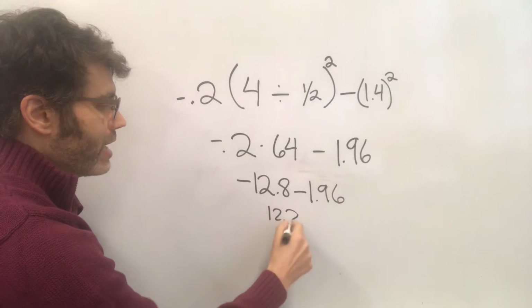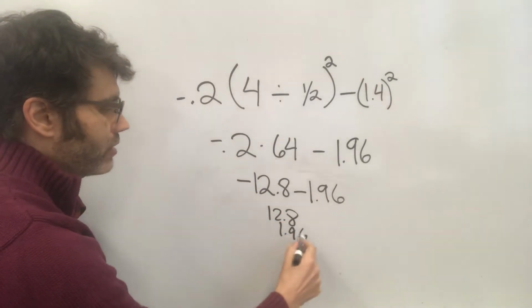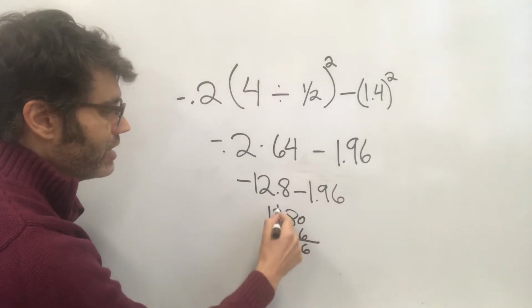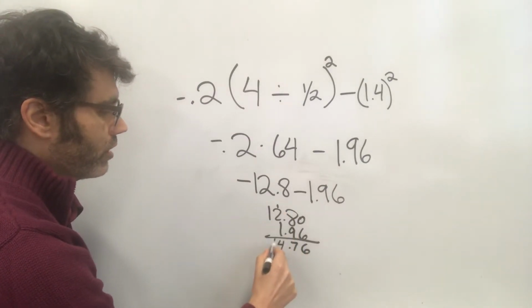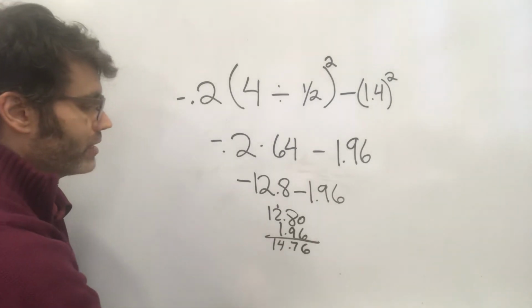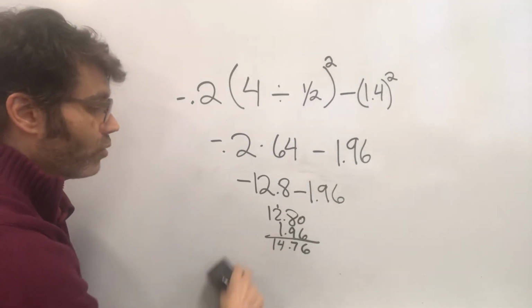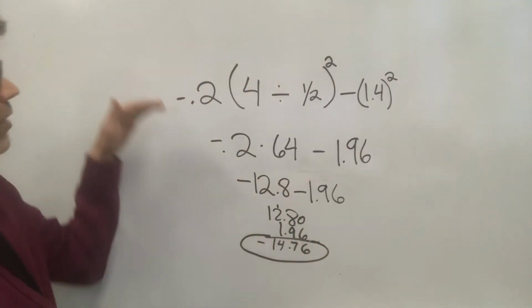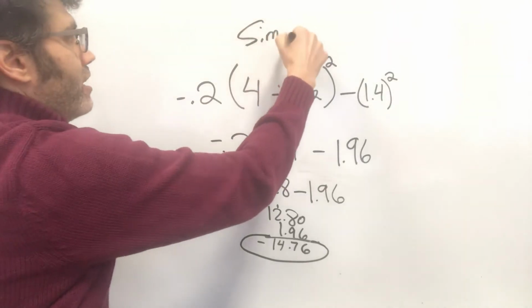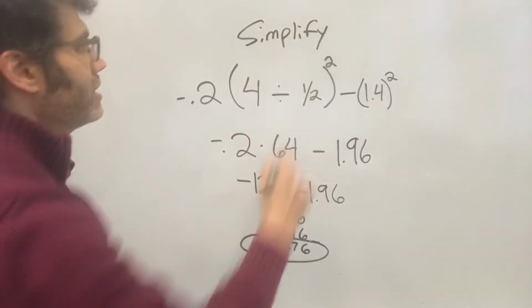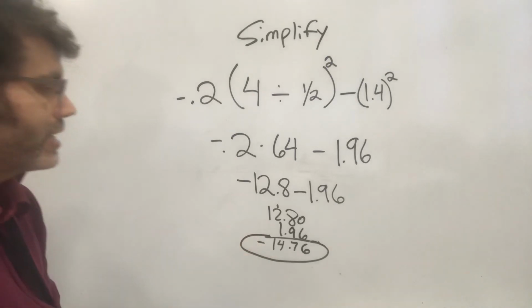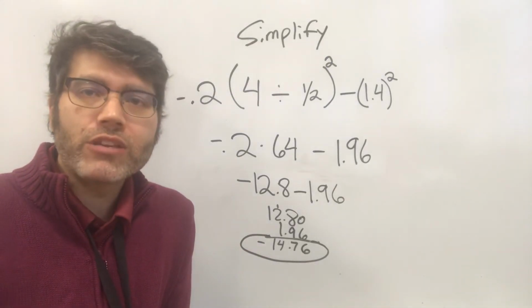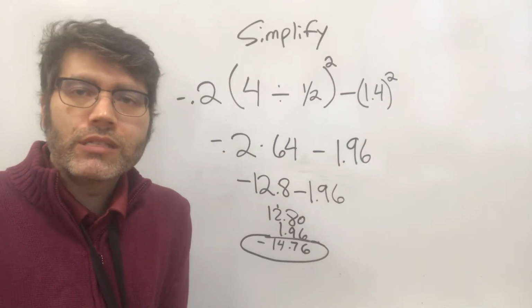So 12.8 plus 1.96, put a 0 here just as a placeholder. So we've got 6, 17, carry the 1, and that's 14. So 14.76. Remember though, we were going to the left even more, so it's going to be a negative value. So our answer, when this whole thing is simplified, this entire expression simplifies to negative 14.76. I'm going to give you a couple of these problems, and you can see how you're doing with them.